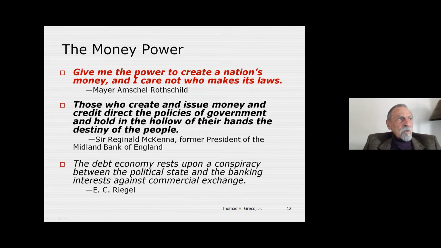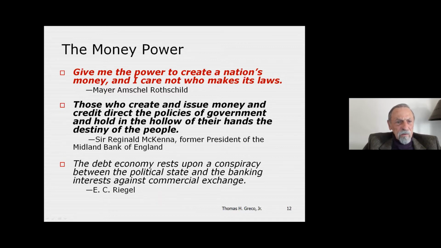So this is an enormous power that we have allowed to become centralized in few hands. And these are a few quotes that emphasize that point. The Rothschild patriarch is said to have said this: give me the power to create a nation's money, and I care not who makes its laws. Who pays the piper calls the tune. And if you have the power to create money, you can buy the laws, any of the laws that you want.